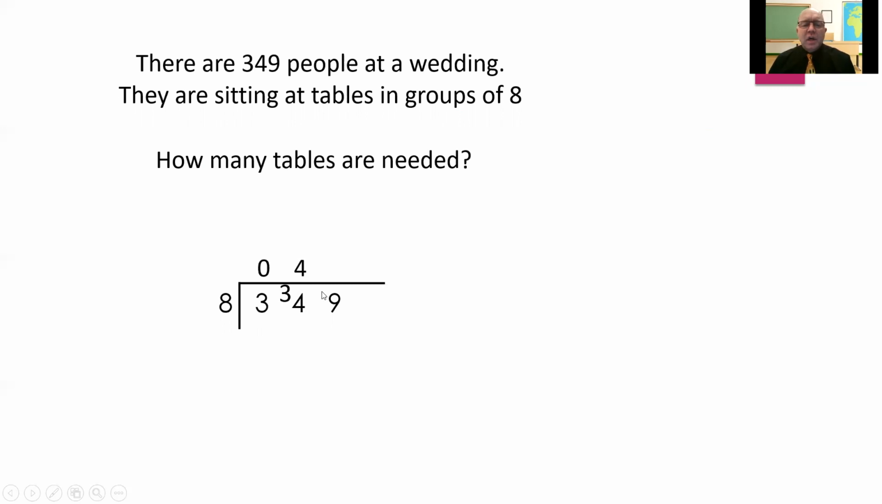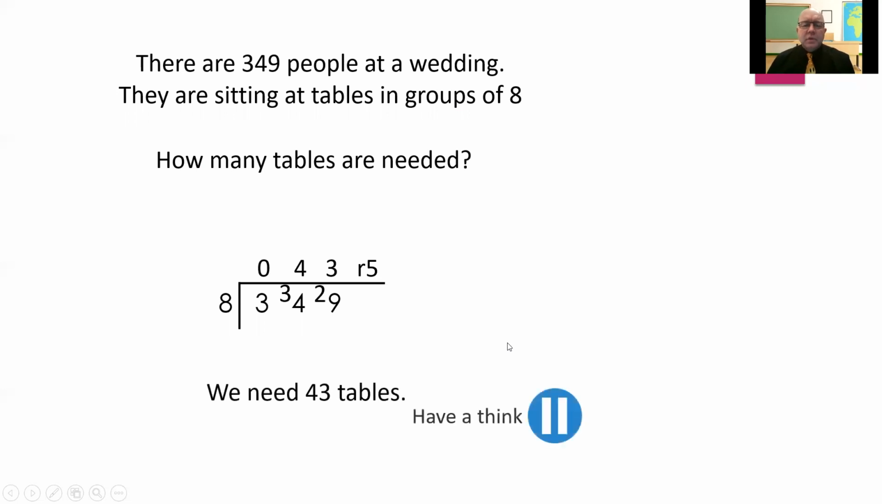Our 2 10s are going to be exchanged and become 20 1s. So we've now got 29 1s. 8 into 29 goes 3 times with 5 left over. Okay, so we've got 43, remainder 5. How many tables are needed? We need 43 tables. Have a think about that calculation and that answer. Go back to the question. Do we need 43 tables?